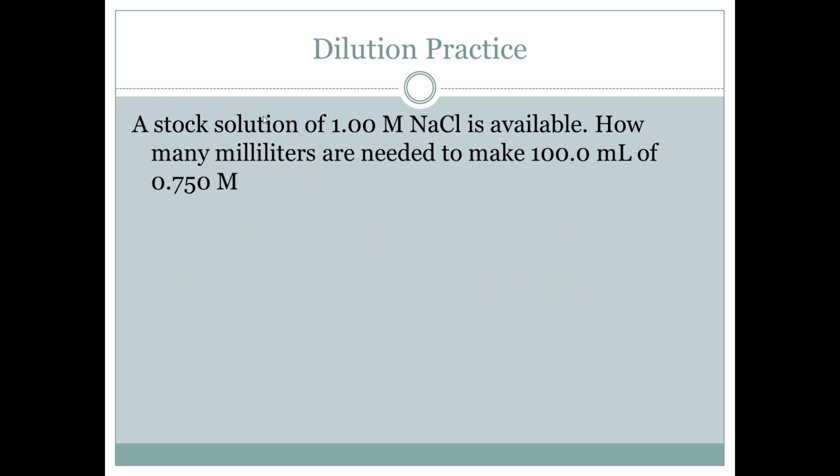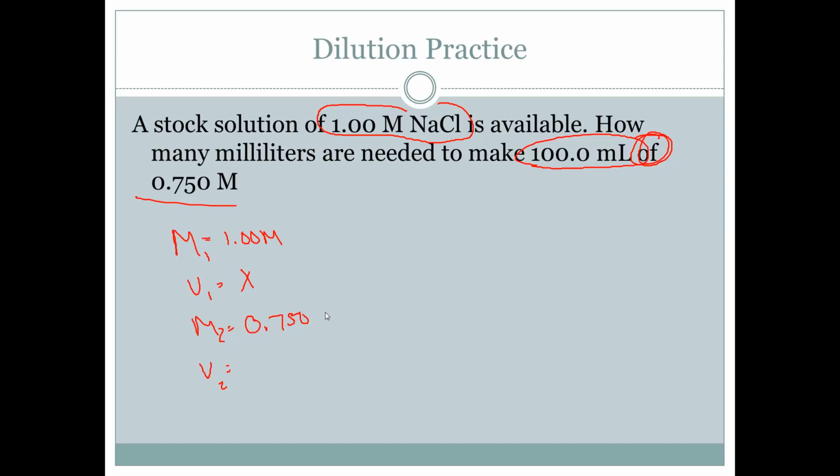A stock solution of 1.00 molar NaCl is available. How many milliliters are needed to make 100 milliliters of 0.750 molar? So M1V1, M2V2. Our stock solution is 1.00 molar. We're trying to find out how much we need. The solution we're trying to make is 0.750 molar, and we need 100.0 milliliters of it.